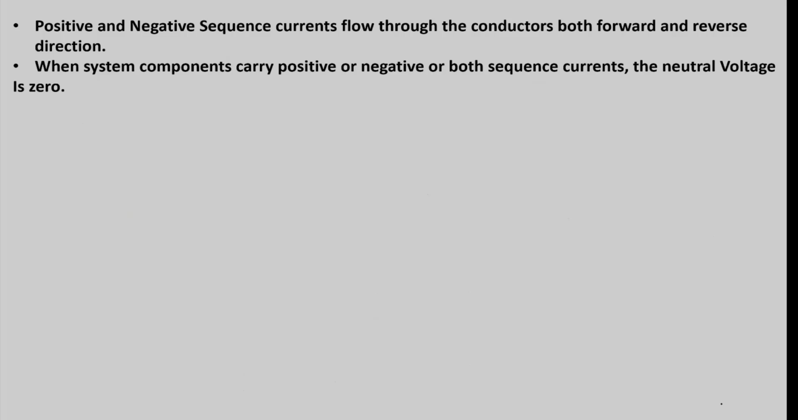The fourth important observation is that the positive and negative sequence currents flow through the conductors both in forward and reverse direction.